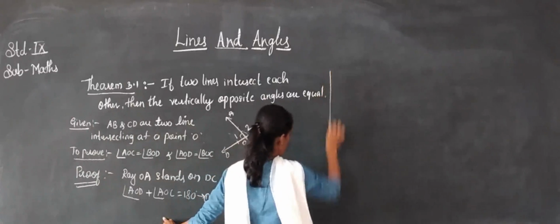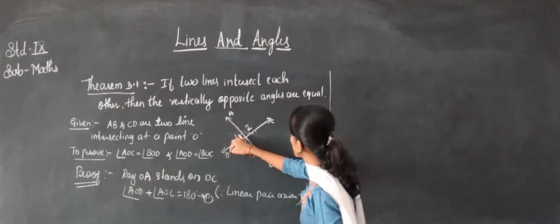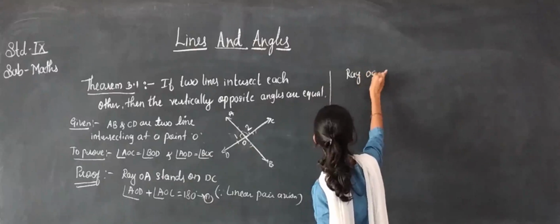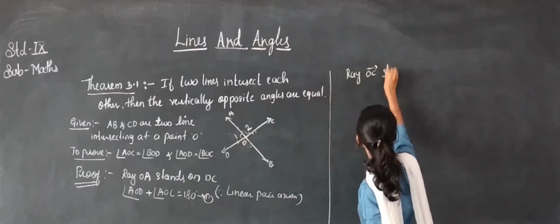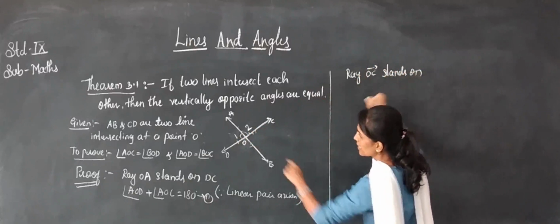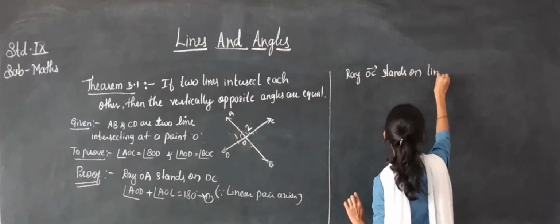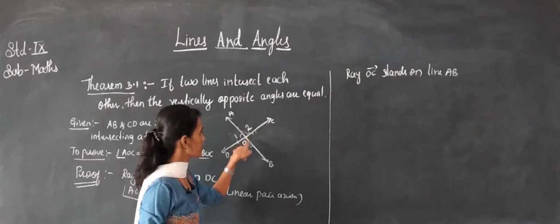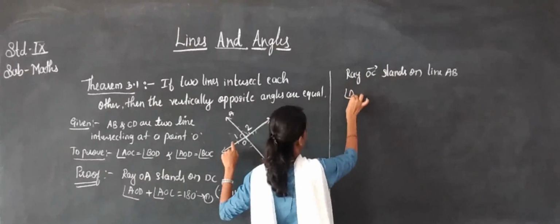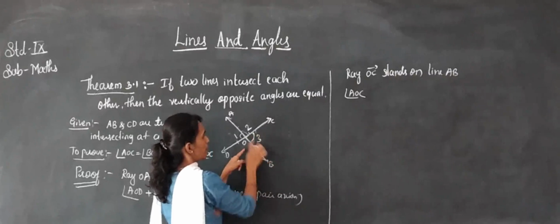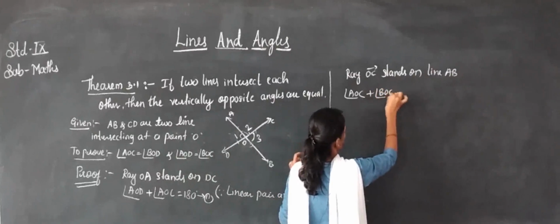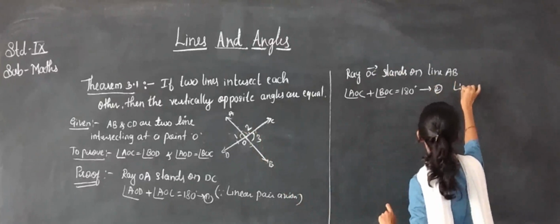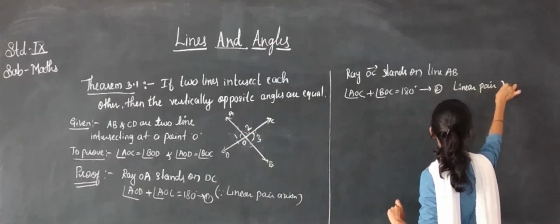So then next, AB is a line, and ray OC stands on line AB. So then what do we have to take? Angle AOC plus angle BOC is equal to 180 degrees, angle AOC, this one, and angle 3. Consider this as equation number 2. This is also because of the linear pair. You have to write the reason in brackets beside it.